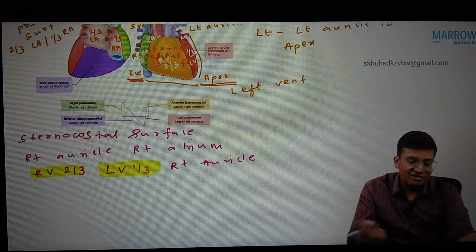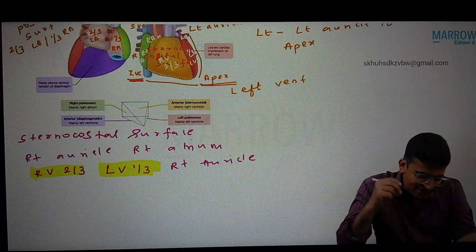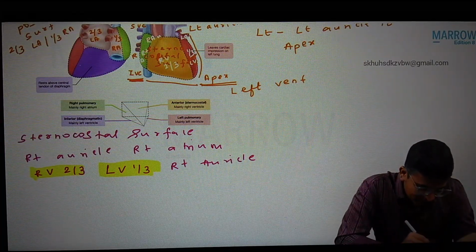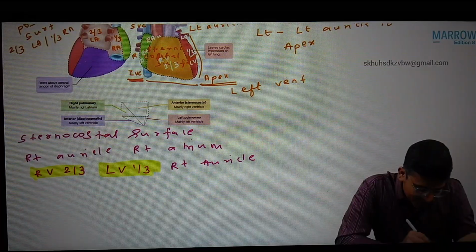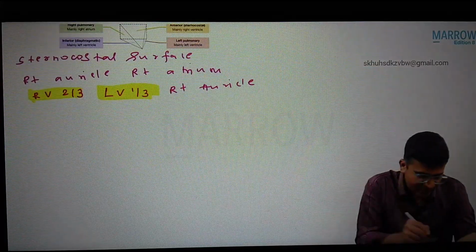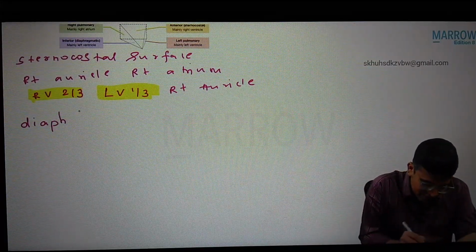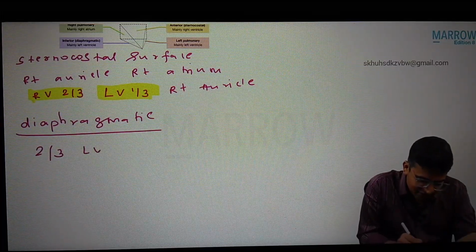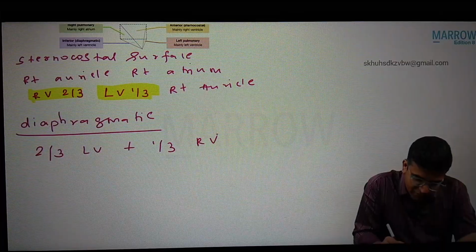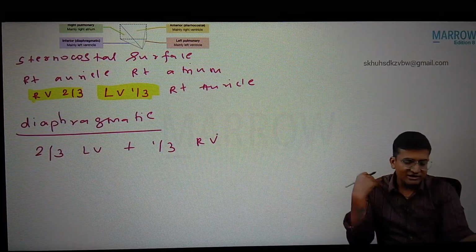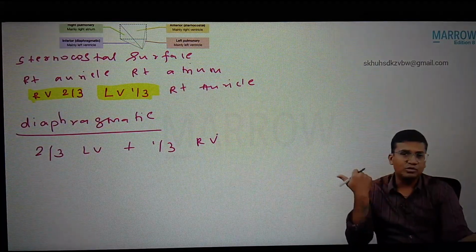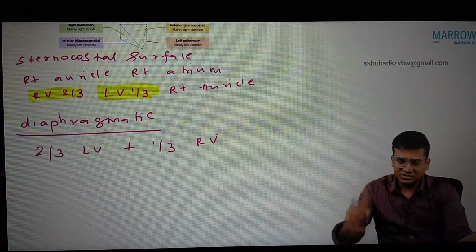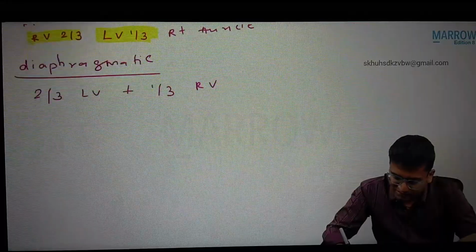Right. Now what about the diaphragmatic surface? The diaphragmatic surface is mainly formed by your left ventricle and your right ventricle. It is formed 2/3 by the left ventricle and 1/3 by the right ventricle. So these are all the surfaces of the heart. Next, we're going to see some grooves. Just the three grooves and one crux of the heart.